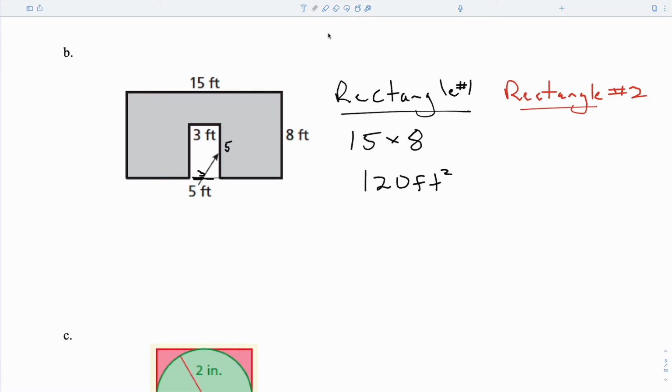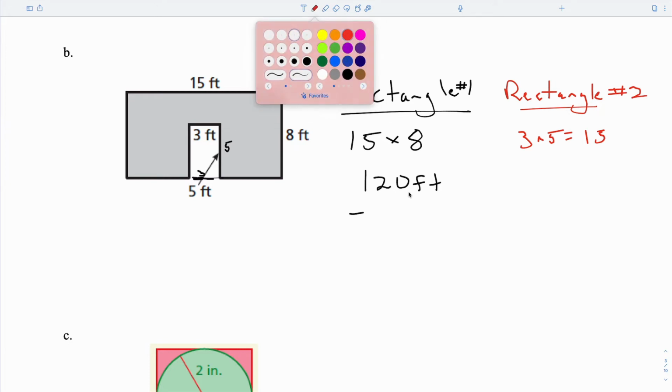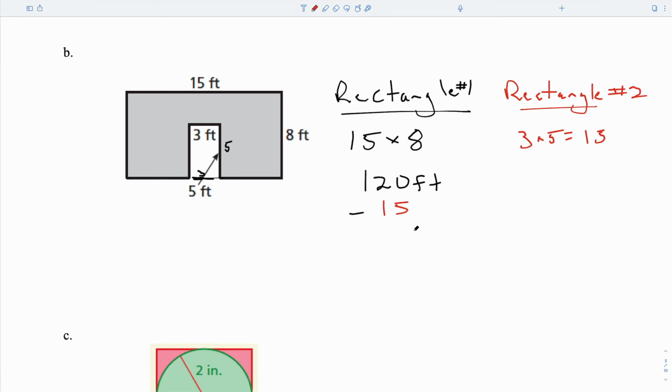Rectangle number 2, what are the two sides for this one? Ella, 3 and 5. So 3 times 5, the length times the width, would be 15. And they're cut out. So Jasper, what do I do with the two numbers? You subtract them. 120 minus 15 is 105.